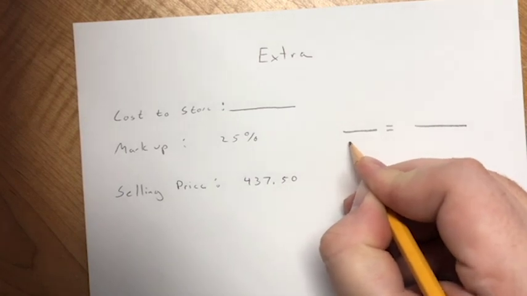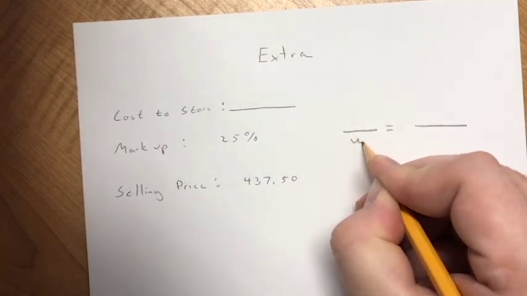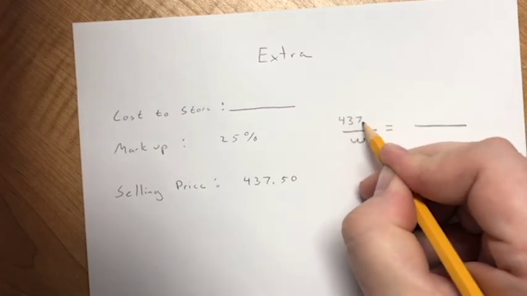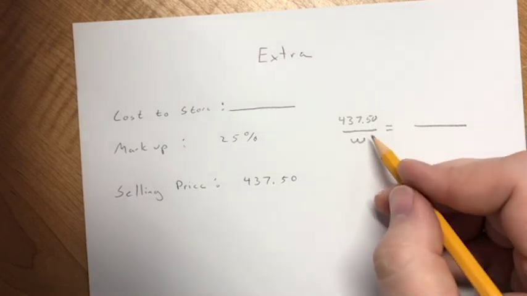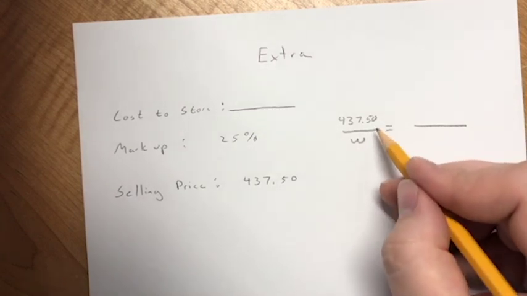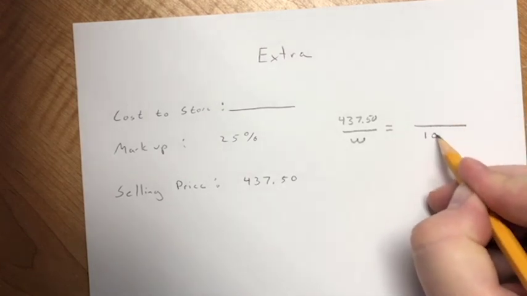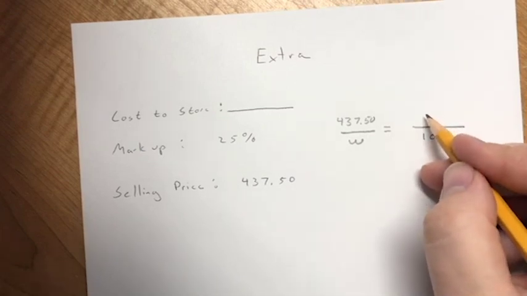I am trying to find the cost of the store. Basically, I'm trying to find the original cost. I know that the selling price currently is $437.50. This is how much they're making me pay. I'm trying to find out how much the store had to pay. And what we also know is that this will always be over 100. And so now we have to find the real percent.